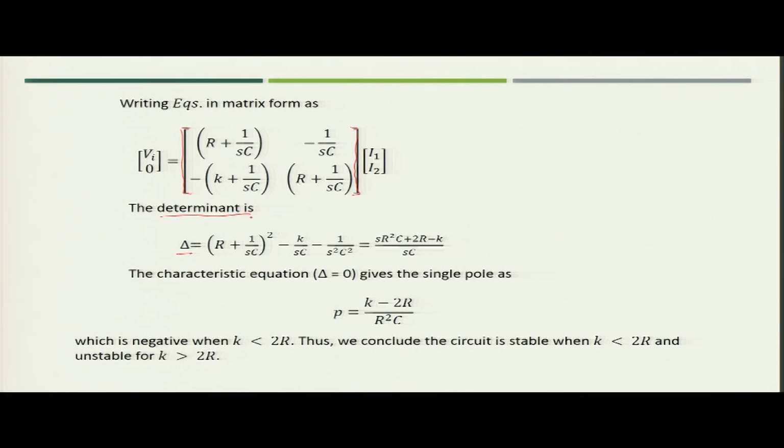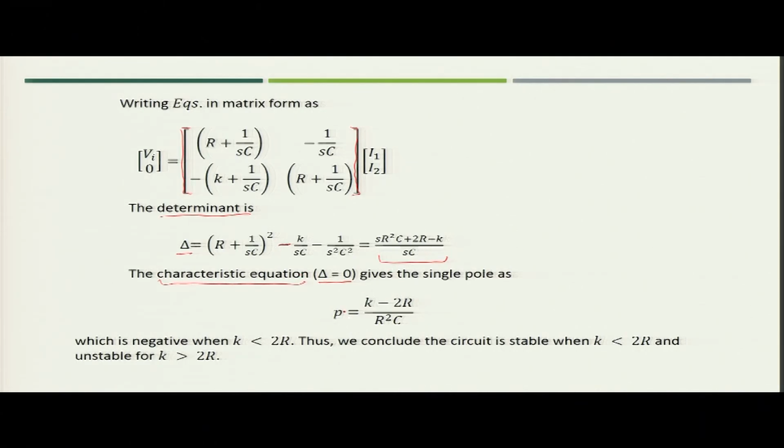We will say that the value of the determinant is nothing but R plus 1 by Sc whole square minus, because minus minus will become plus, and then you will see another minus for the determinant calculation, and then multiplying by 1 by Sc in this particular term, you will get minus k by Sc minus 1 upon s square c square. So, when you rearrange the terms, you will see the value of the determinant is nothing but s R square c plus 2R minus k. Now, if you put the value of delta equal to 0, that would be nothing but the characteristic equation.